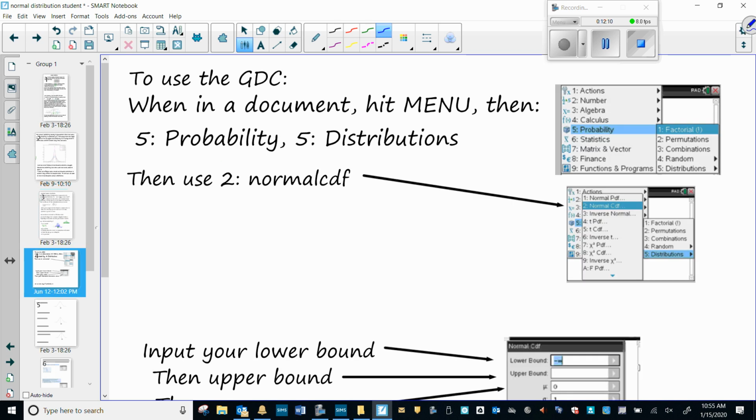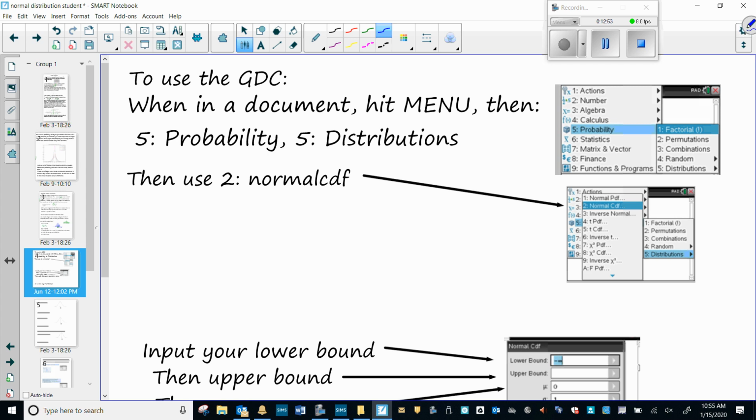Alright, so in the GDCs, you need to have a document open. And when you hit menu, this should come up. And you're going to go down to probability. And then hit across, and you'll come up with 5 options. You're going to go down to the distributions one. I know factorial is highlighted, but it's just because I had to screenshot it there, otherwise you couldn't see what was going on. So you're going down to distributions, and then notice here it says normal CDF.